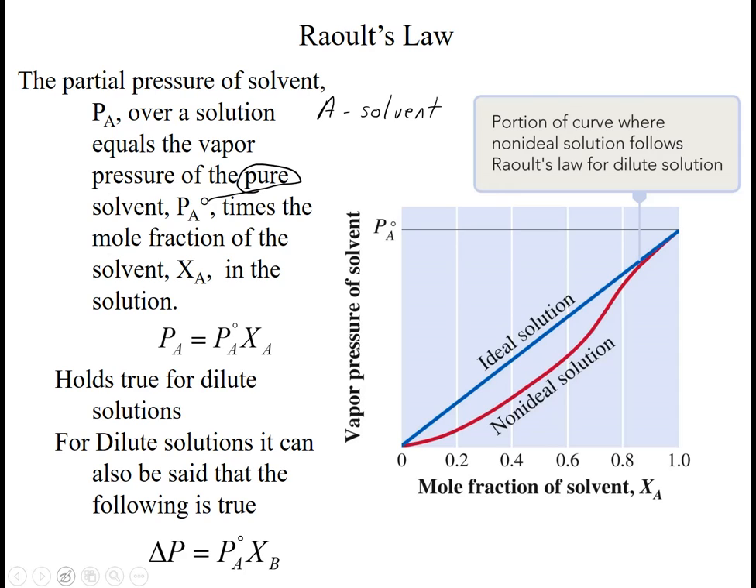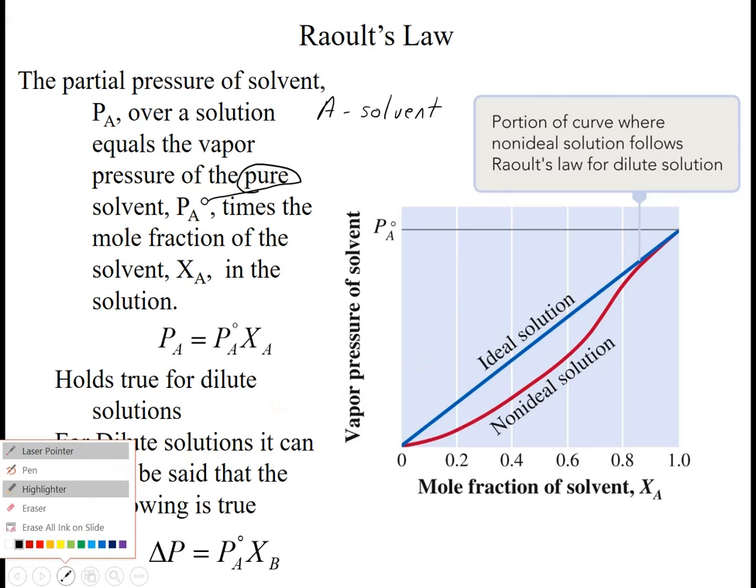So over here, when we do a graph of the mole fraction of the solvent versus the vapor pressure of the solvent, Raoult's law says that it should hold true no matter what. That's the linear line there. In reality, though, it follows the red line. And so the red line and the blue line only overlap from about approximately 0.9 mole fraction of the solvent all the way to pure solvent, which is up here. So we're only going to be working with solutions that have a mole fraction of the solvent greater than 0.9.